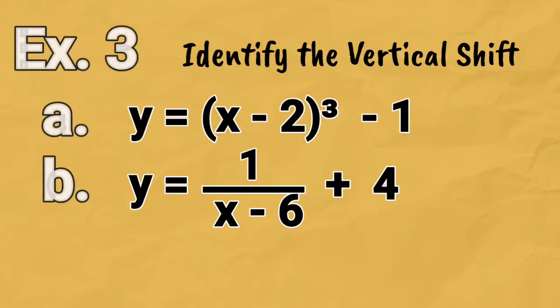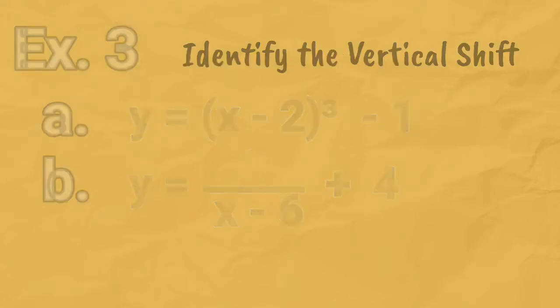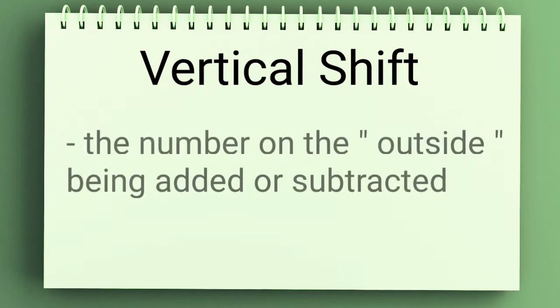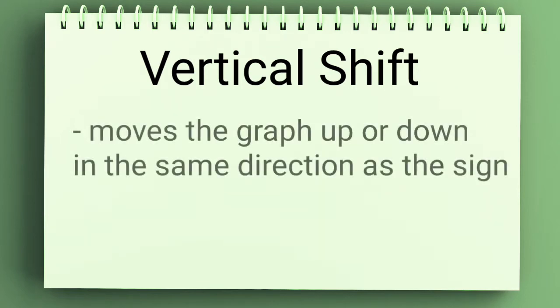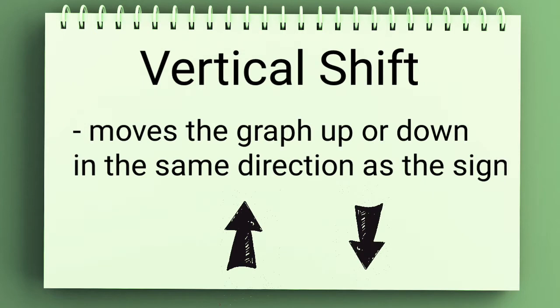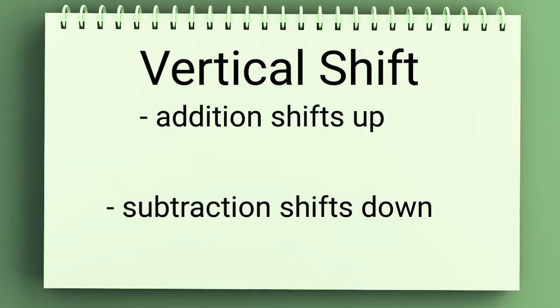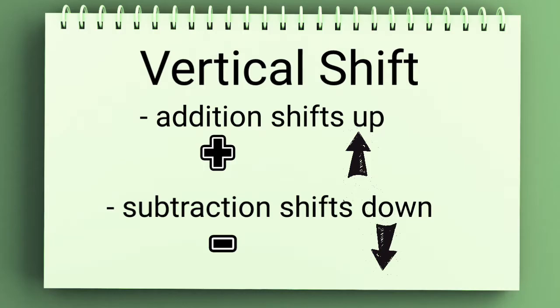For example 3, we'll identify the vertical shift. For the vertical shift, we're looking for the number on the outside of the function that's being added or subtracted. The vertical shift will move the graph up or down in the same direction as the sign. This means that addition shifts the graph up while subtraction shifts the graph down.